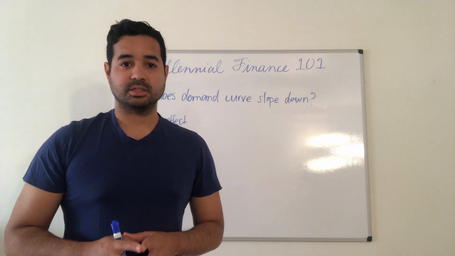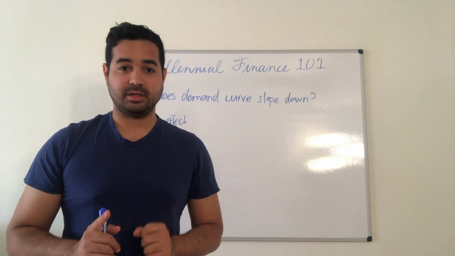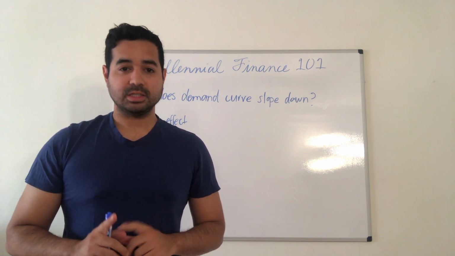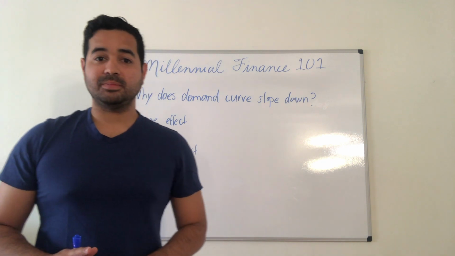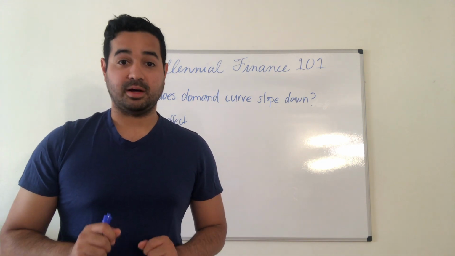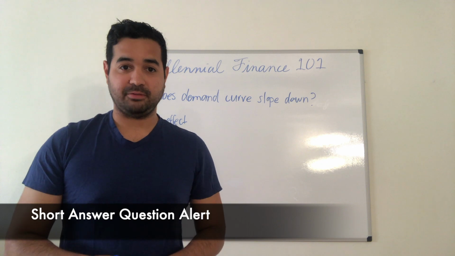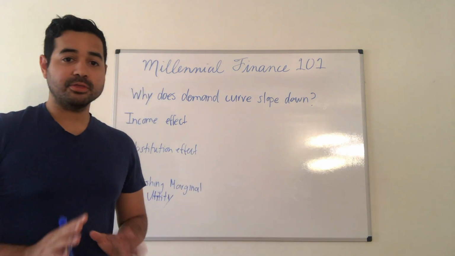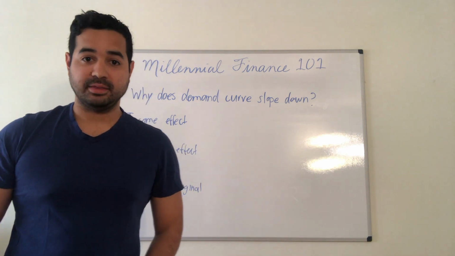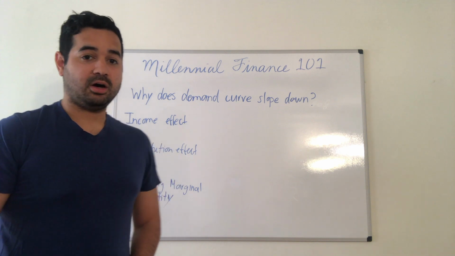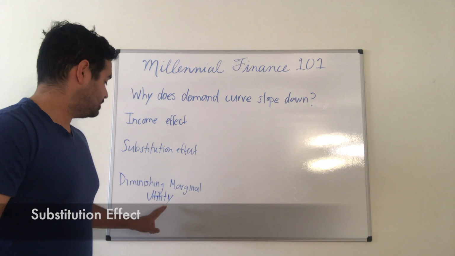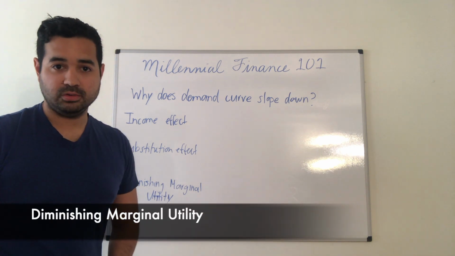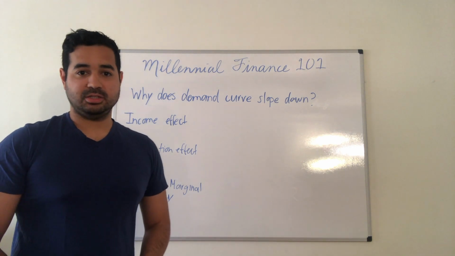We briefly talked about why the demand curve slopes downward, but now let's focus on the 3 elements that actually cause this. And you will hear about this a lot. This actually sounds like a possible written short answer question, so definitely keep this in mind. The 3 things that actually explain why the demand curve slopes downward are the income effect, the substitution effect, and something called diminishing marginal utility. So let's talk about each of these really quickly.